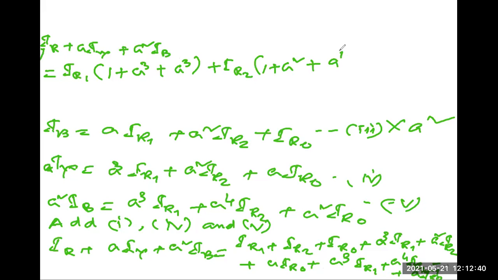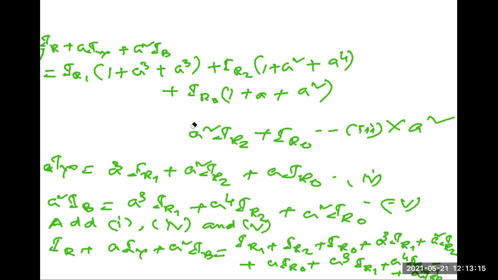I will write A to the power 4. Plus IR0. Where is IR0? Then A into IR0. So first will be 1, then A plus A square IR0. So here we write A square. I will remove this again. This digital board is taking some time. We have to understand.